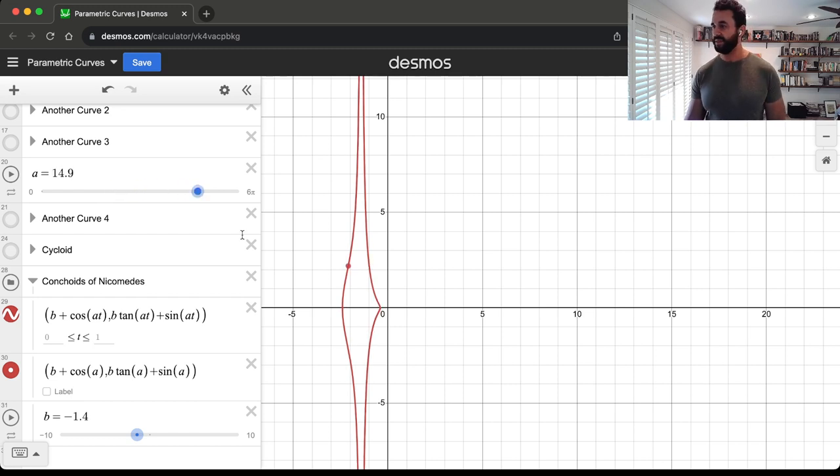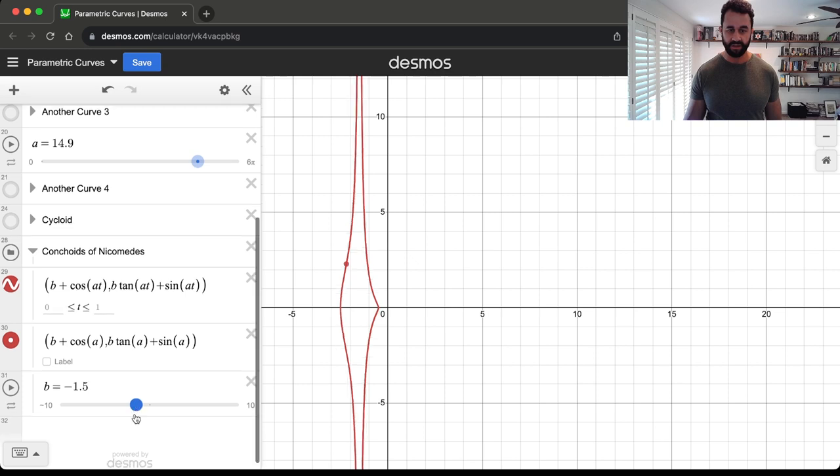These are interesting because these curves have asymptotes. They've got asymptotes because tangent is involved. Remember, tangent is an asymptotic function. It's got asymptotes at every odd integer multiple of pi over 2. So you're getting an asymptote. Now look what happens when I change b.